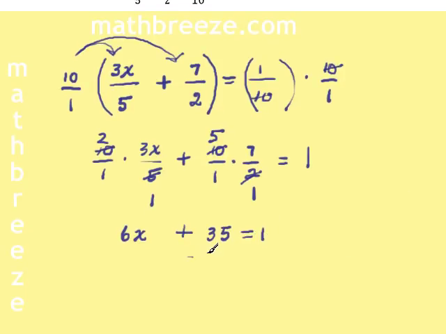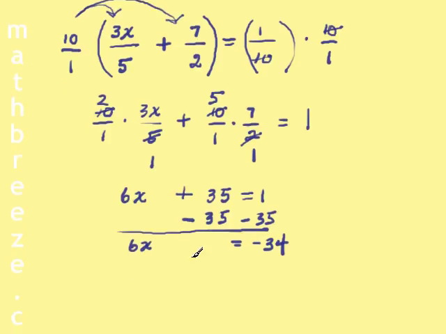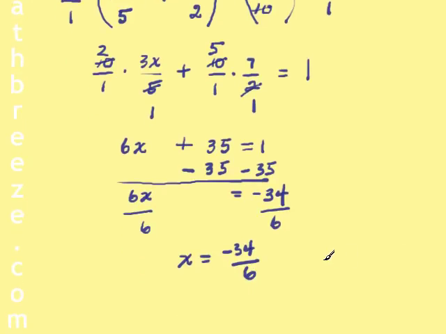And now let's subtract 35 from both sides. So we have 6x is equal to negative 34. And now finally just divide both sides by 6. And we have x is equal to negative 34 divided by 6. And we can reduce this, just divide top and bottom by 2. Divide 6 by 2 and we have 3. And divide negative 34 by 2 and we have negative 17.